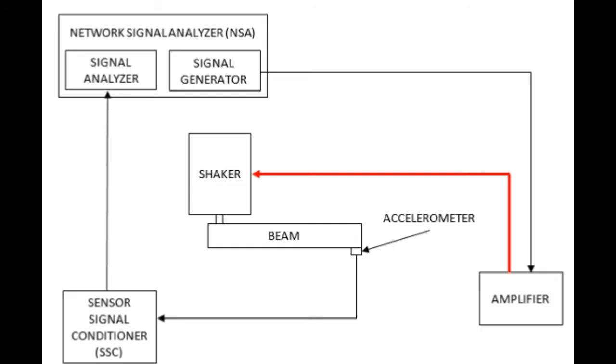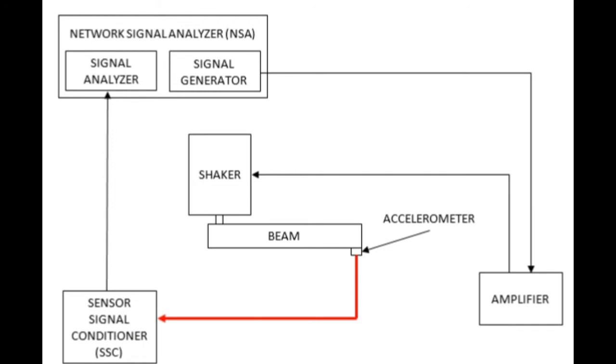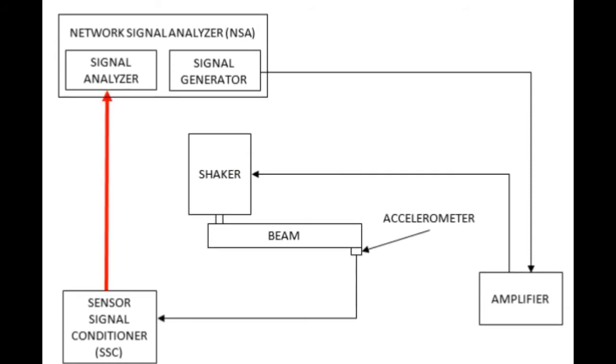The shaker converts the amplified signal to a displacement. To measure the vibration, an accelerometer is attached at the end of the beam. The SSC takes the accelerometer signal and performs data processing to output the frequency response. Lastly, this signal is sent to the NSA and recorded for further analysis.